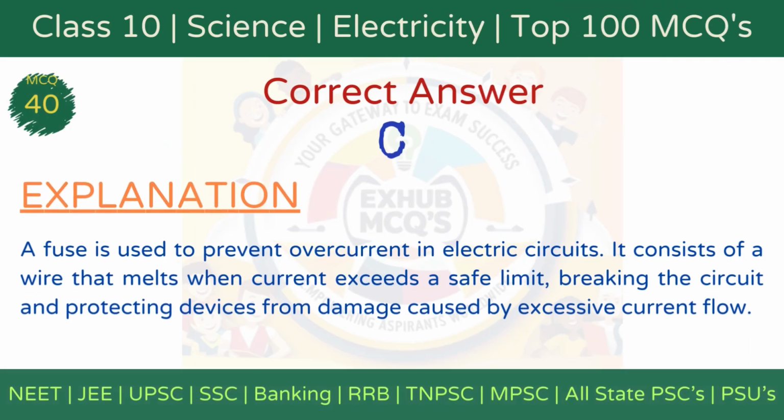The correct answer is option C, to prevent overcurrent. Explanation: a fuse prevents overcurrent by breaking the circuit when current exceeds a safe limit. The fuse wire melts due to the heat generated, protecting appliances from damage and reducing fire risks.